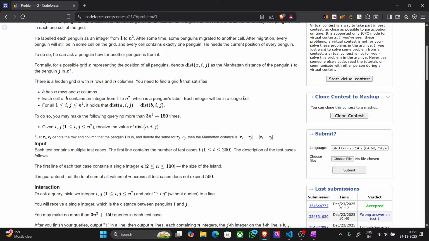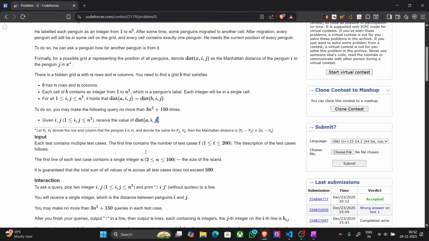Each integer will be in a single cell. For all i, j up to n square, it holds that distance(A, i, j) is equal to distance(B, i, j). To do so, you can make the following queries no more than 3n square plus 150 times. Given i, j, receive the value of distance(i, j). So you can query i, j and receive the distance of i, j. You need to find the new array B.